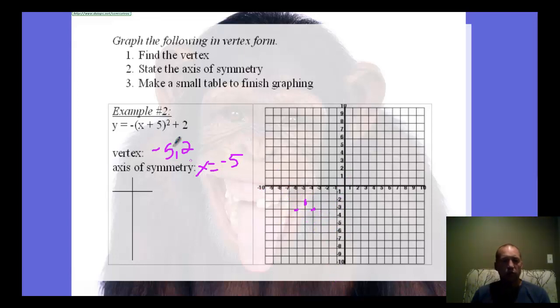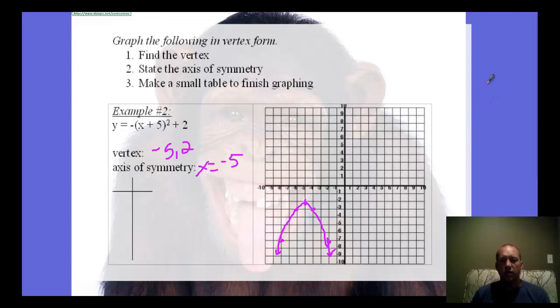Then just plug in negative 2. So negative 2 would be 3, 3 squared, 9. Negative 9 plus 2 would be negative 7. So plug in negative 2 and I get negative 7. So this is 1, 2, 3 x values right of the vertex with negative 7. We have 3 x values left of the vertex that would also be at negative 7. So we can use x values further away to get a better shape of the parabola. So there's a little sketch.